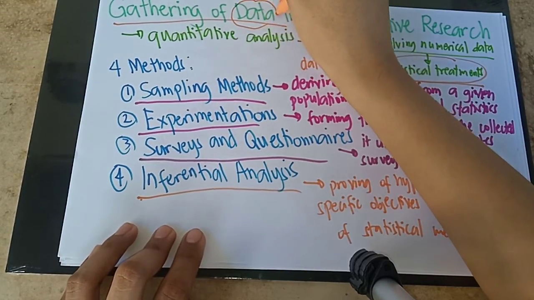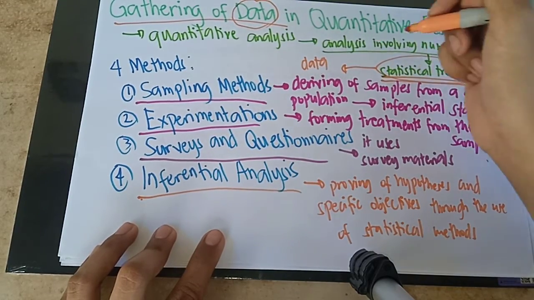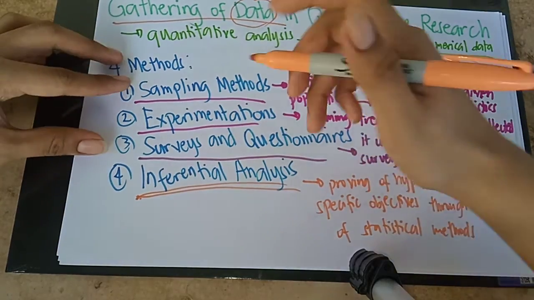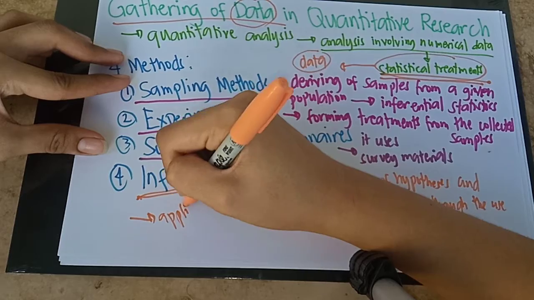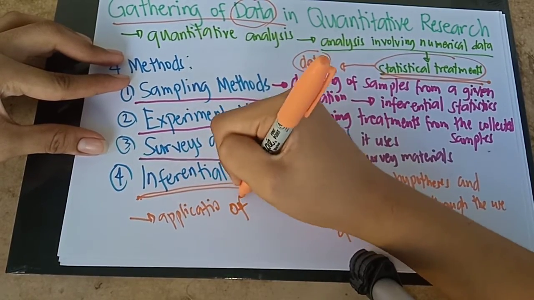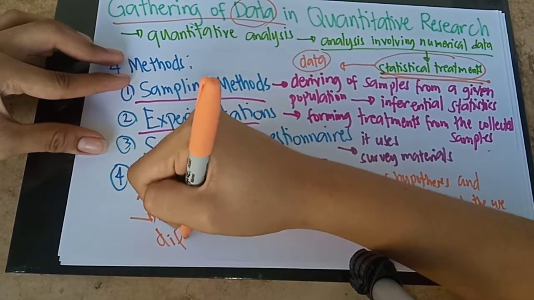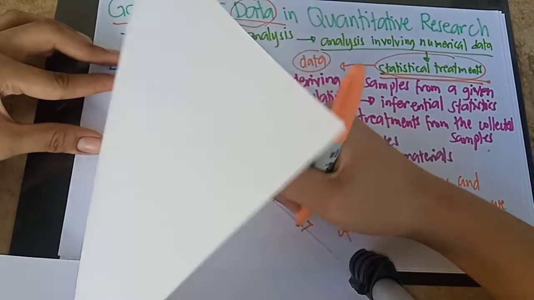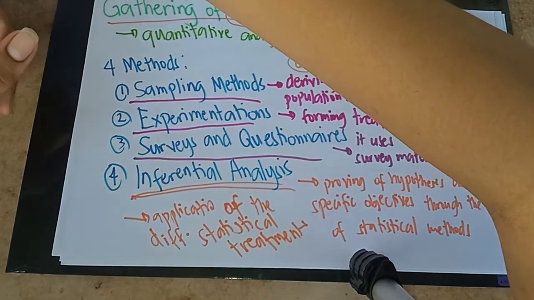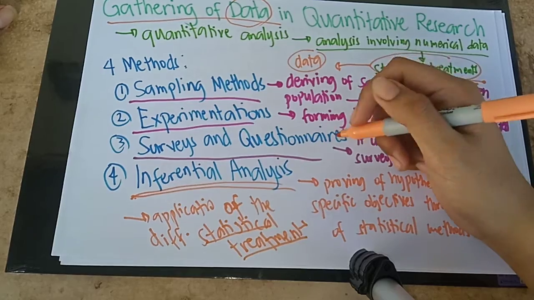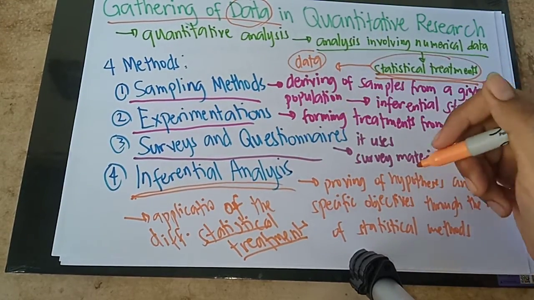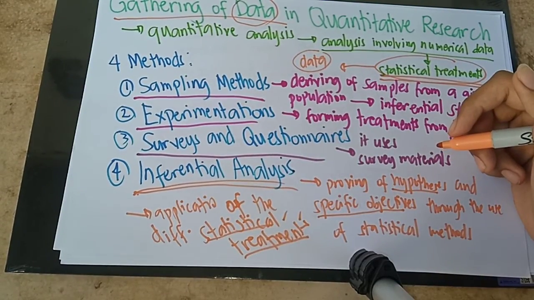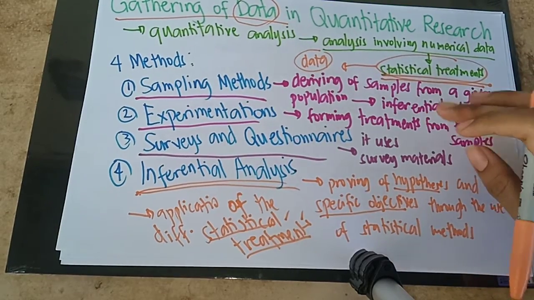Once the data in quantitative research is subjected to the statistical treatments, it will provide another data, and that data pertains to the method of inferential analysis. The inferential analysis will use the application of the different statistical treatments, and these will be discussed in your grade 9 and grade 10 research. So inferential analysis is the proving of hypothesis and specific objectives. And how do we prove them? Through the application of statistical treatments. So that is the 4 methods of gathering data in quantitative research.